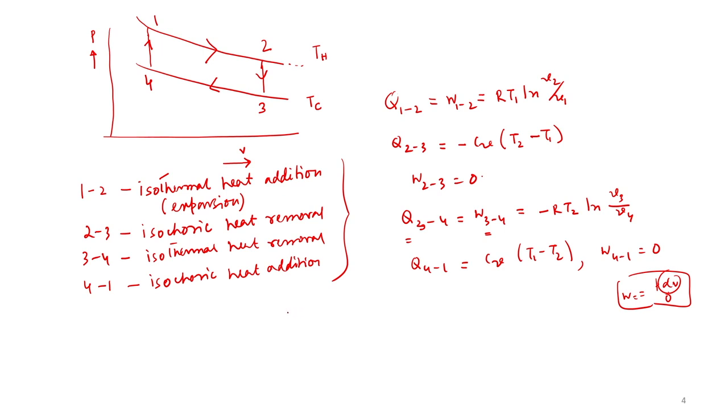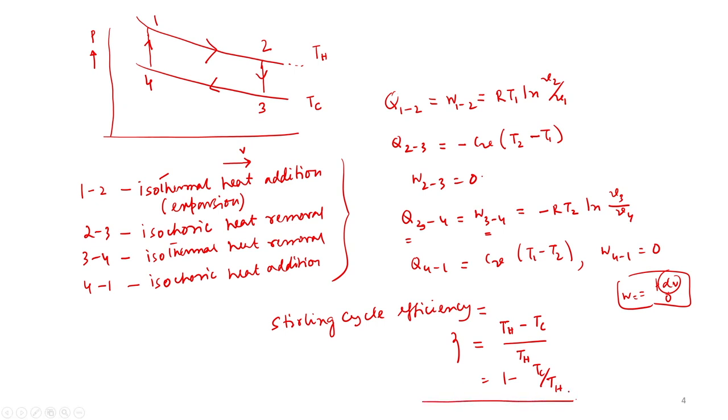And finally, if you are interested to know the Stirling cycle efficiency, it is nothing but TH minus TC over TH, so it will be something like 1 minus TC by TH. Okay. So that's how we can do the analysis and find out the efficiency of the Stirling cycle, right?